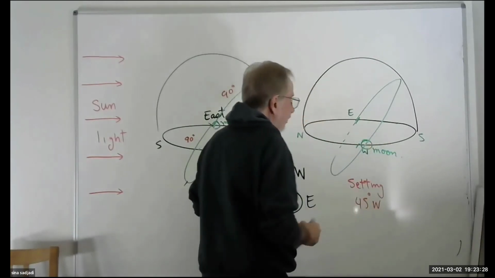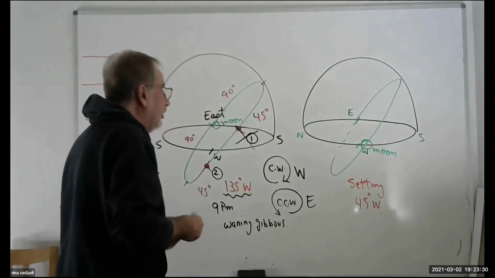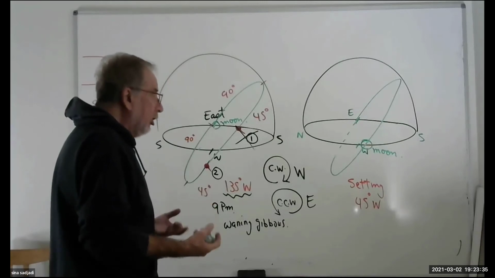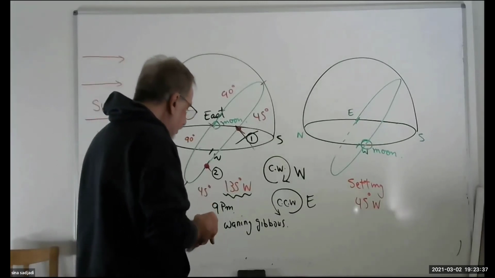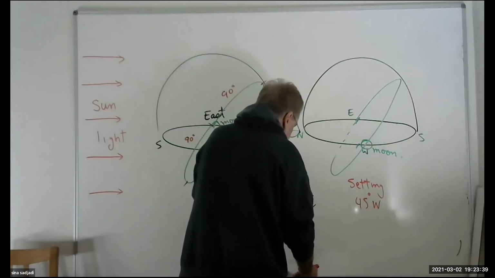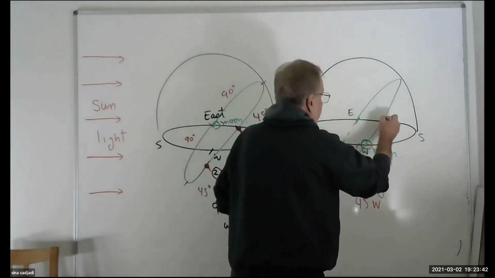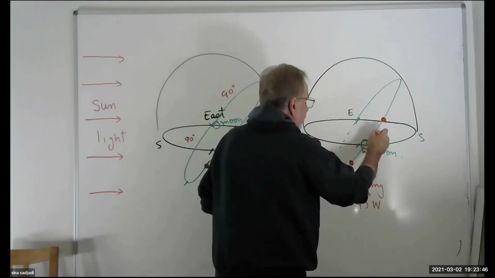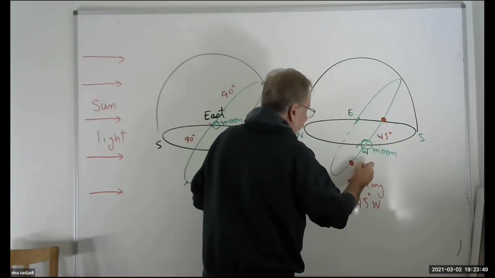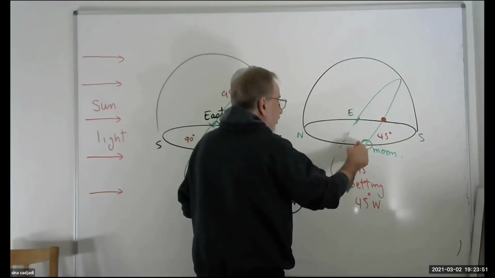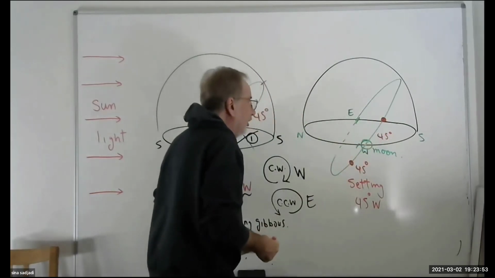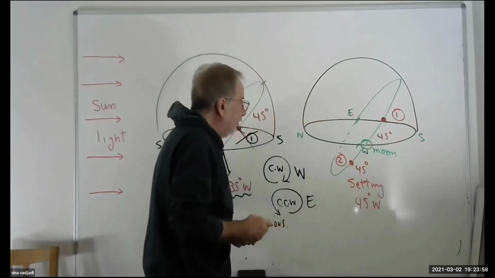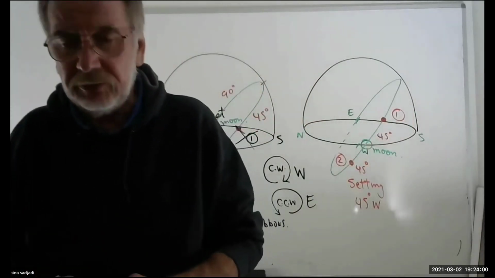And now we have to put the sun someplace where we can go from the sun to the moon 45 degrees clockwise. Where would that be? Well, it's either here or here. This is 45 degrees, and this is 45 degrees. One of them is going to be clockwise. The other one is going to be counterclockwise. Let's call this position 1 and position 2. So which one is true? 1 or 2?